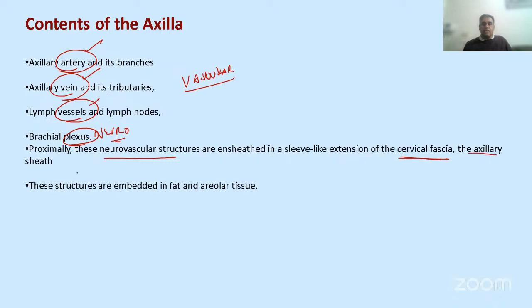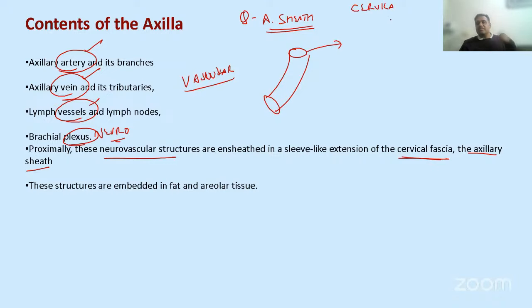That is another question. Axillary sheath over here. Now listen to me carefully. Questions come in both formats, theory, viva or MCQ, around the axillary sheath. Axillary fascia is different. Axillary sheath is different. Axillary sheath is actually a sleeve-like sheath of deep fascia. Now that is coming from the cervical, that is the neck region, cervical fascia.